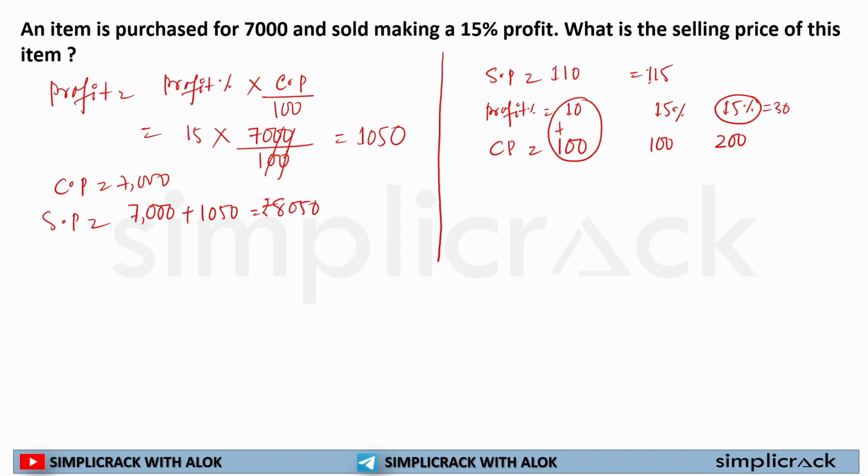If I am gaining 15 rupees out of 100, then out of 200 how much will I gain? 30. So 15% of 200, that is my profit. That is 30. Now what is my sales price? 200 plus 30, that is 230, right? Are you getting my point? Are you understanding how I'm finding out?